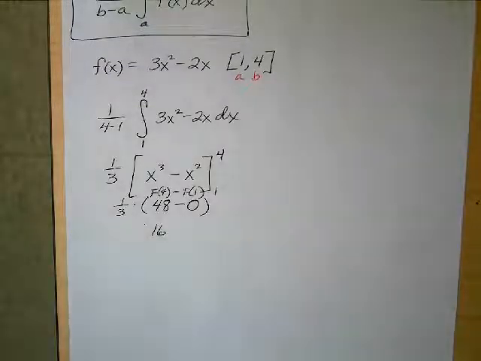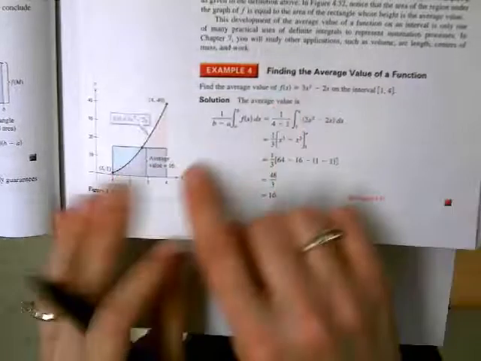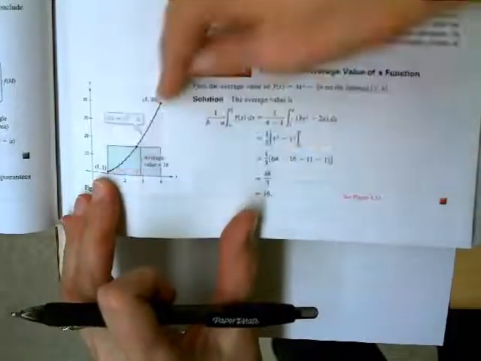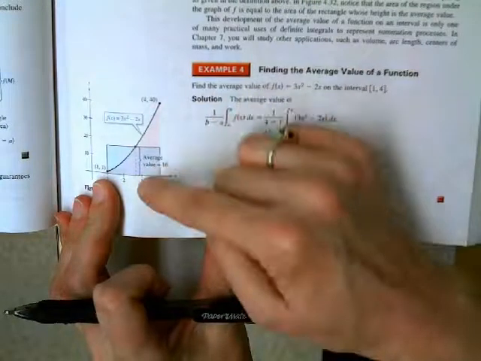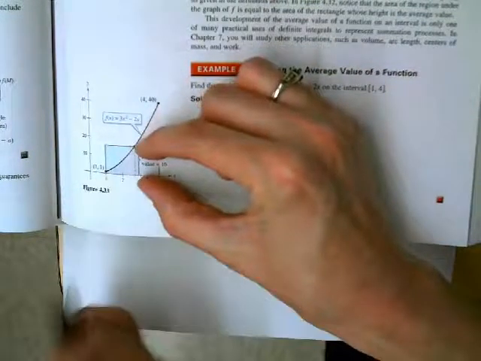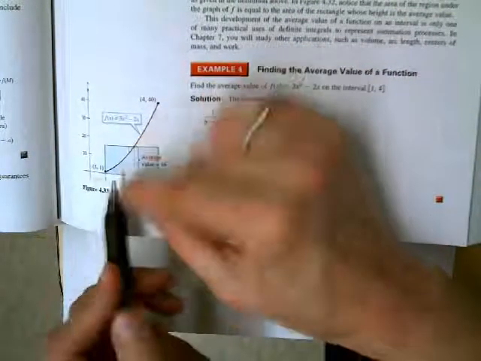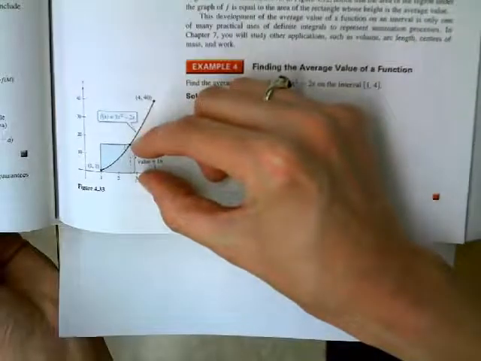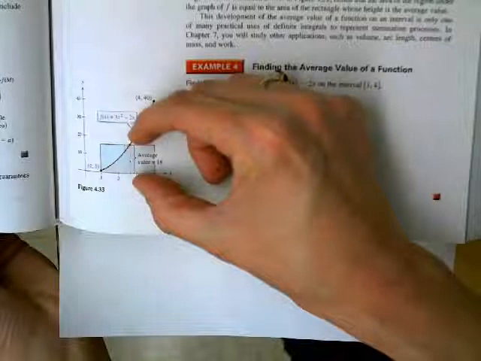So, they have it in the book here. This is the problem we just went over. So they graphed 3x squared minus 2x, it's this curve, and you just found the average value 16, that's the height of that rectangle. It's not the x-axis answer, it's the height of the rectangle. So the average value finds the height of the rectangle that approximates the area.